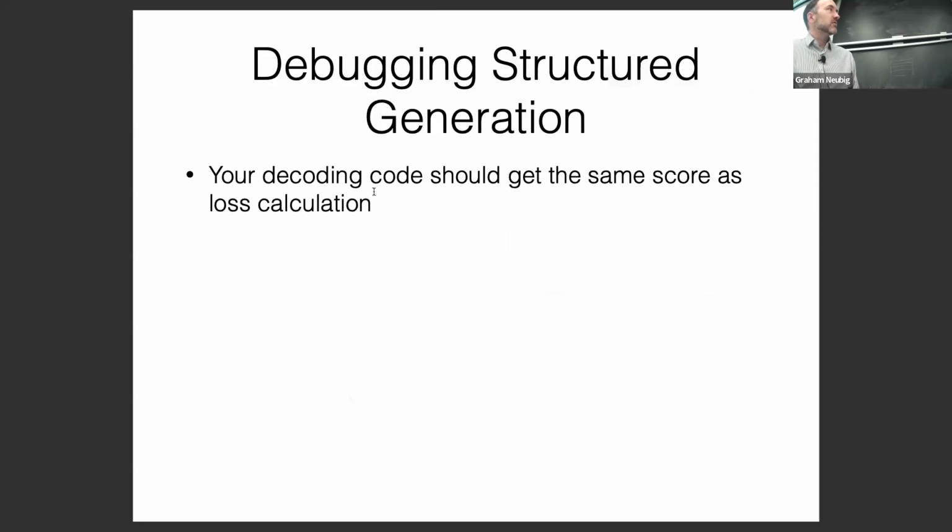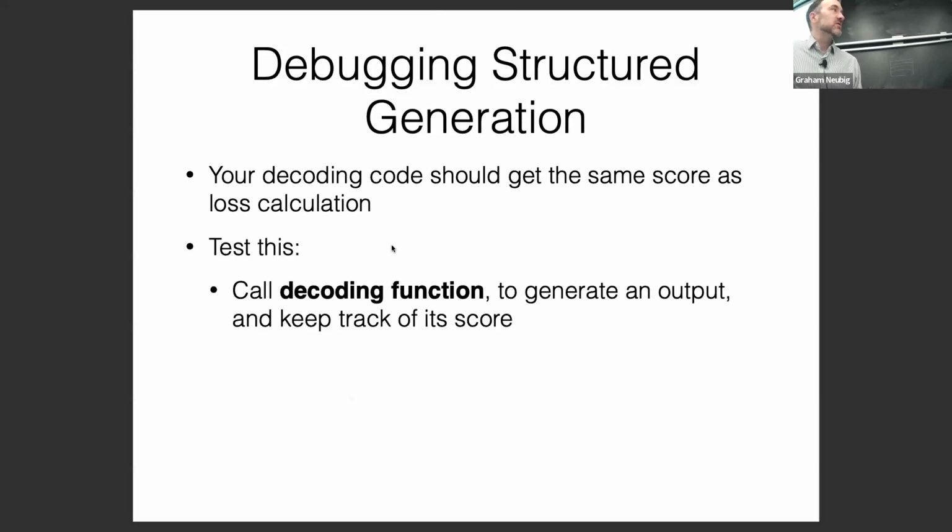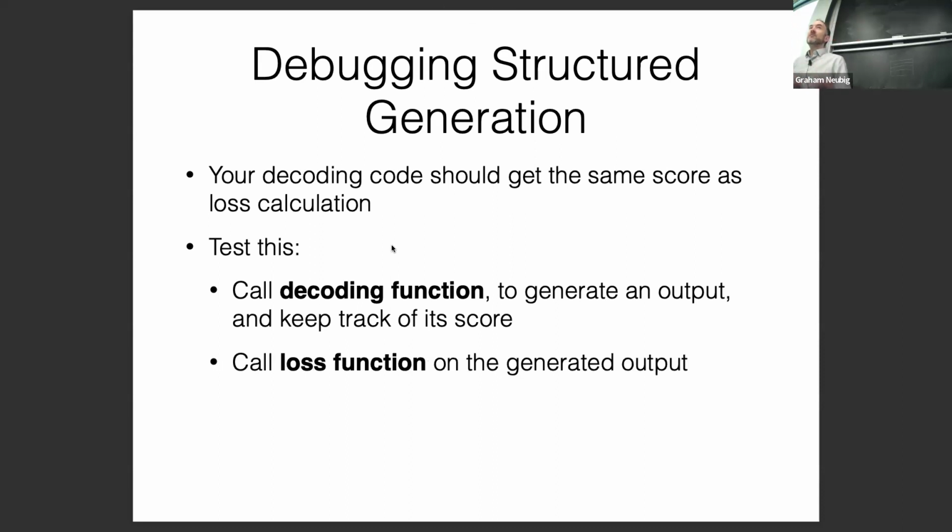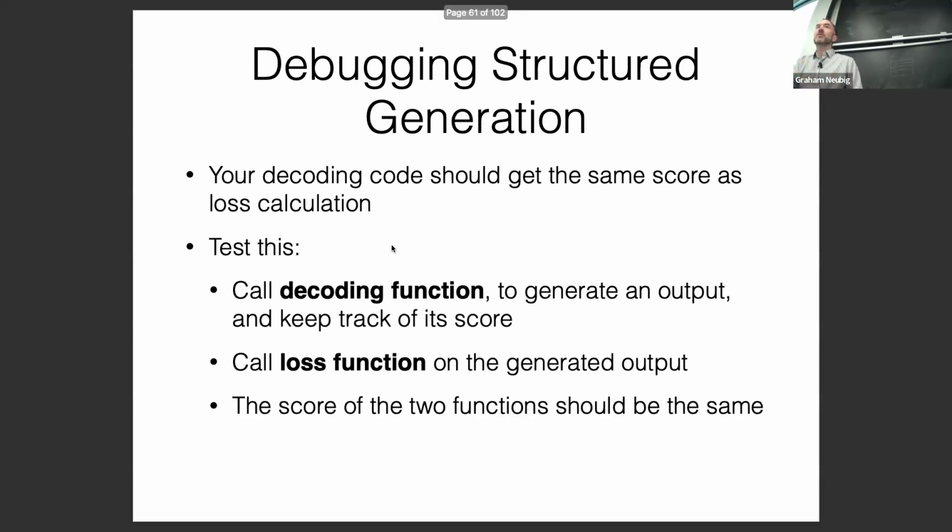So when you're generating or decoding, you can make sure that your decoding code is getting the same score as when you calculate the loss. An easy way to do this is you call the decoding function to generate an output. Normally, when you're doing any sort of search or sampling, you're calculating the logits or the log probabilities of each step that you sample. So you keep track of that during your sampling algorithm. And then after that, you call the loss function on the generated output, and you calculate the loss according to the loss function. And the score of these two things should be the same.